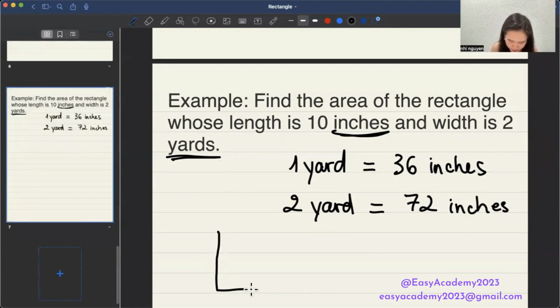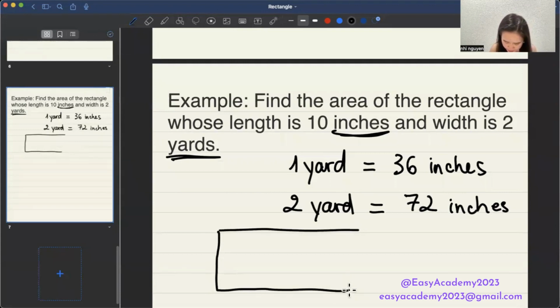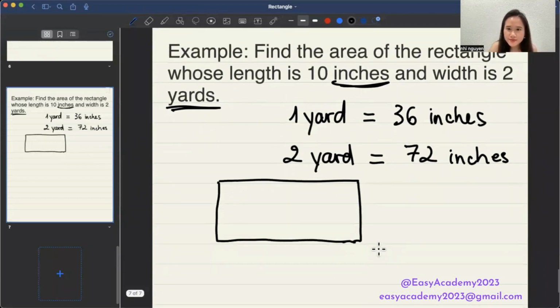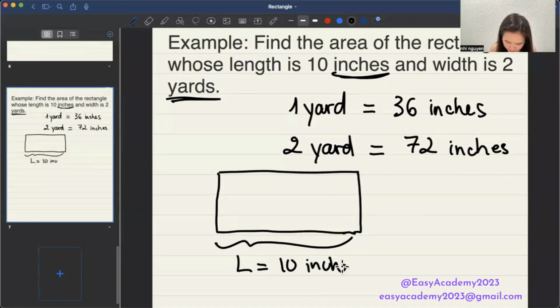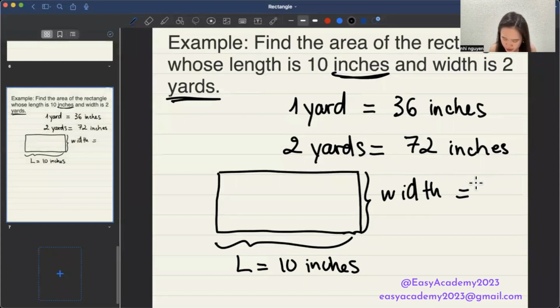Let's draw our rectangle. Our rectangle has the length, which is the longer side, 10 inches. And the width is going to be 2 yards, but we already converted, so it's going to be 72 inches.